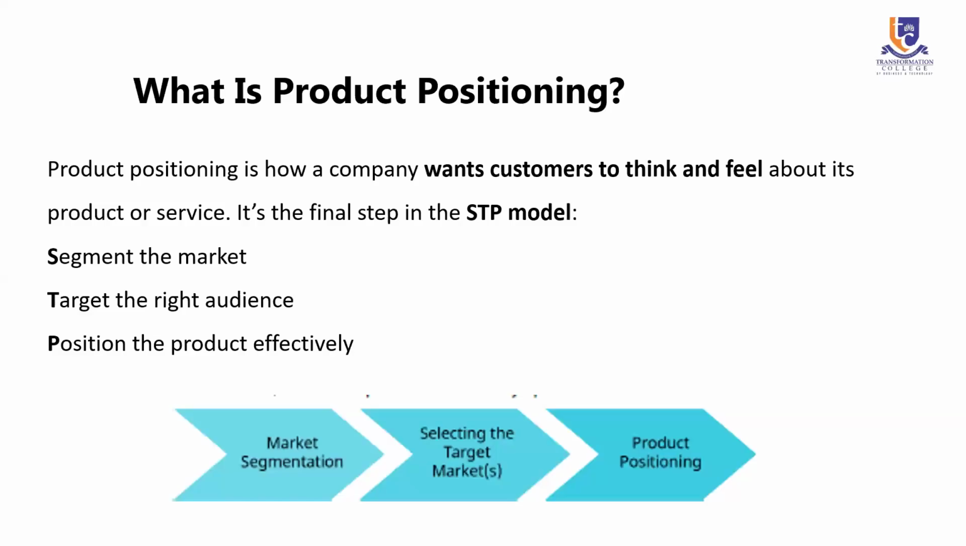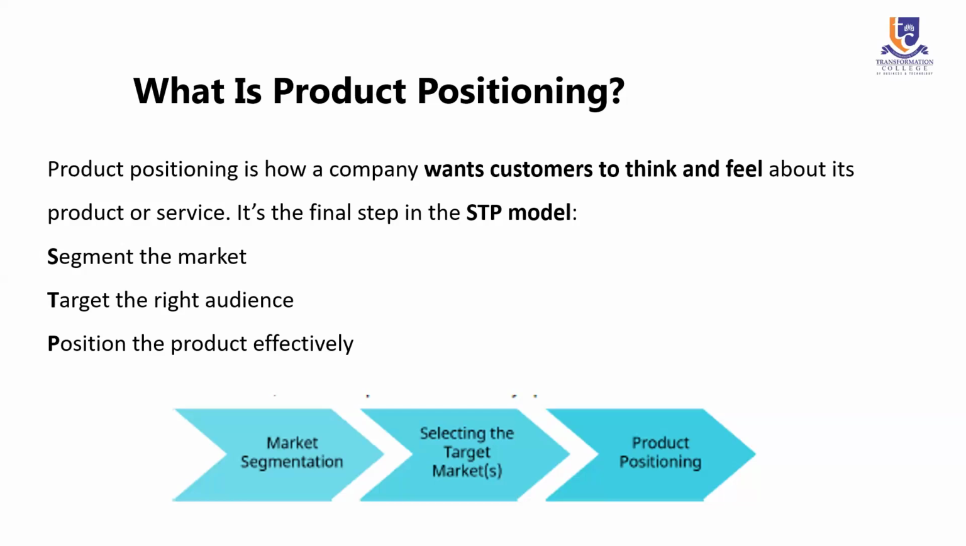Now let's move to product positioning. Once you have been able to segment, the next thing is to position your product to those people you have highlighted as your target market. Once you have done an effective market segmentation, you pick the target market out of the segmentation, and the next thing is to position your product to that market.